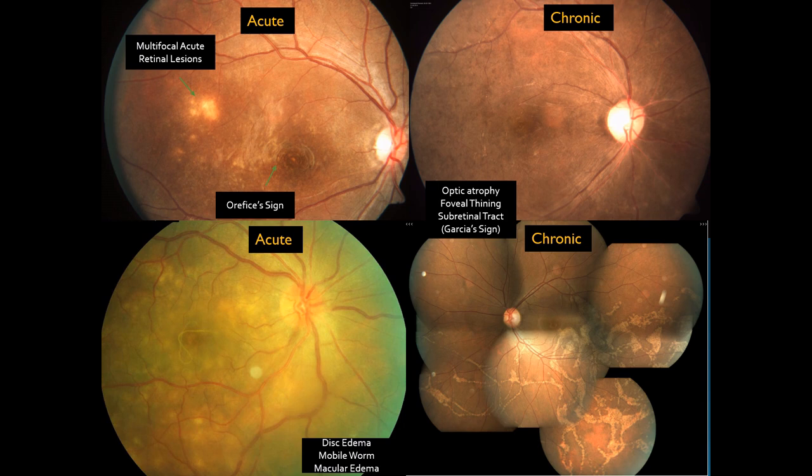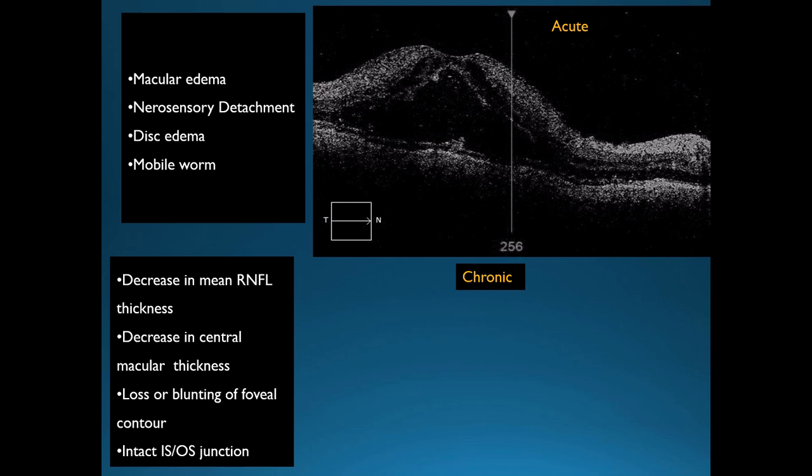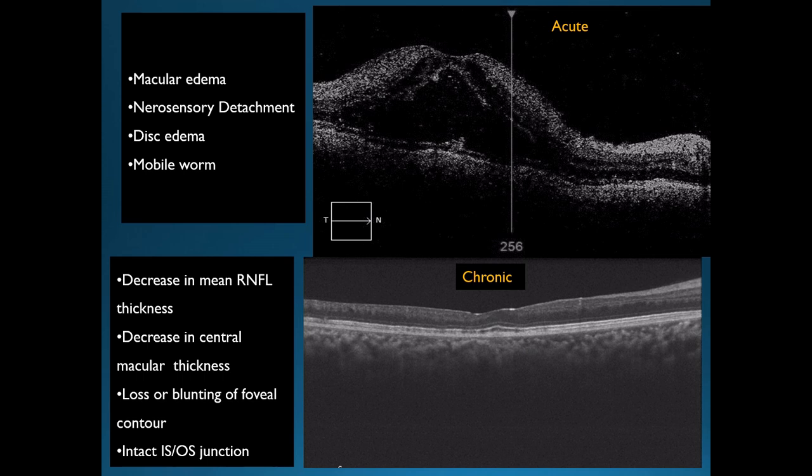Coming on to the chronic features, the right upper side image shows presence of optic atrophy and foveal thinning, and the last and fourth image shows Gass's sign, which is presence of subretinal tracts. You can see the whitish yellow tracts present. This image shows macular edema along with neurosensory detachment, disc edema, and the mobile worm can be seen, which is usually in the acute stage.